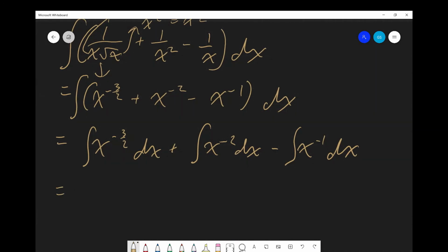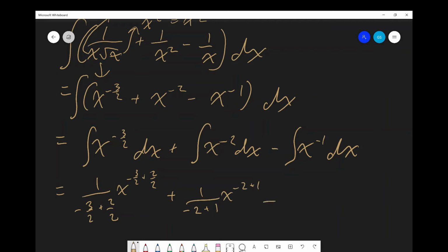x to the negative 3 over 2 dx plus x to the negative 2 dx. Yeah. All right, now we're integrating. So negative 3 over 2 plus 2 over 2, over 1, x to the negative 3 over 2 plus 2 over 2, plus negative 2 plus 1, 1 over x to the negative 2 plus 1, minus.